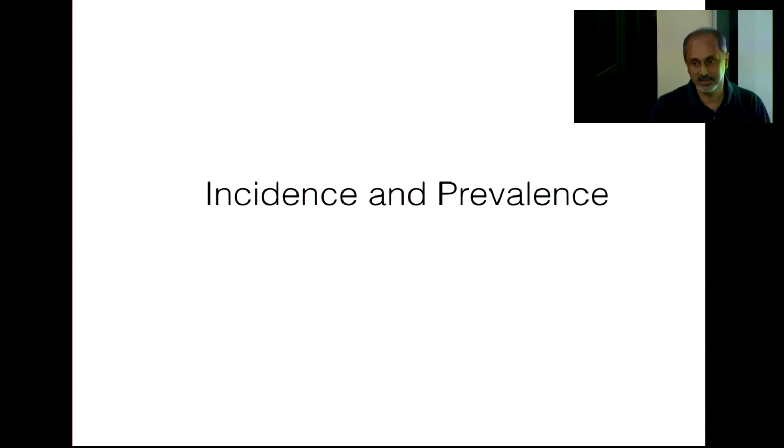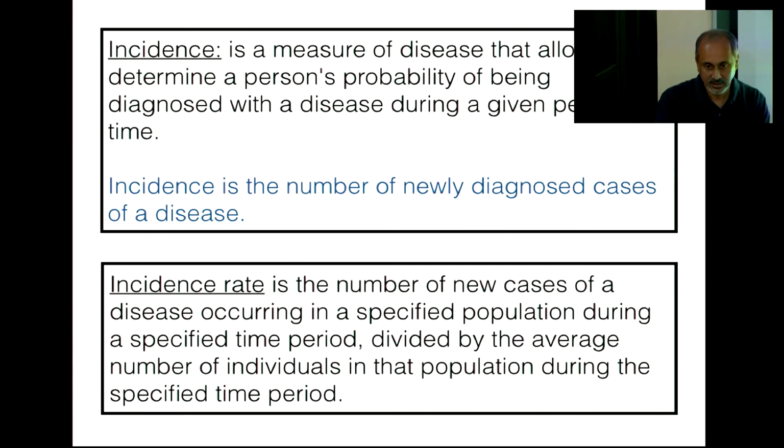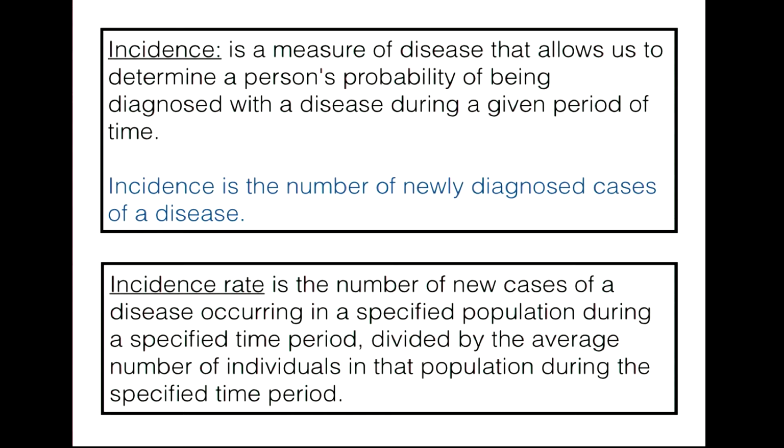So here are two important terms that it's useful to get a handle on. The first is incidence and the second is prevalence. The incidence is a measure of the disease that allows us to determine a person's probability of being diagnosed with the disease during a given period of time. So it's proportional to, or can be counted as, the number of newly diagnosed cases of a disease. Then you have to normalize it in the right way. So it's normalized using a term called the incidence rate, which is the number of new cases of a disease occurring in a specified population during a specified time period, divided by the average number of individuals in that population during that specific time period.